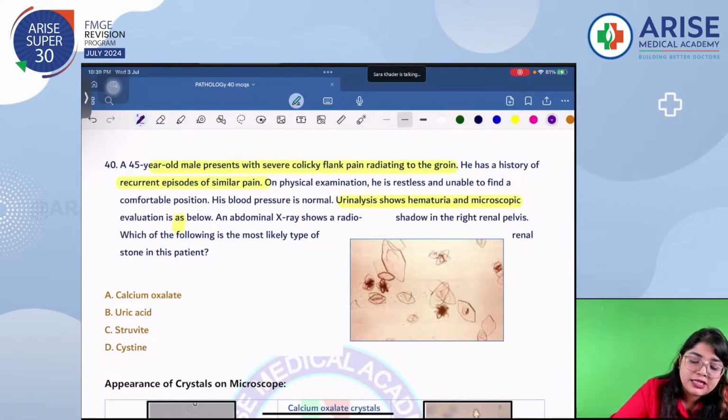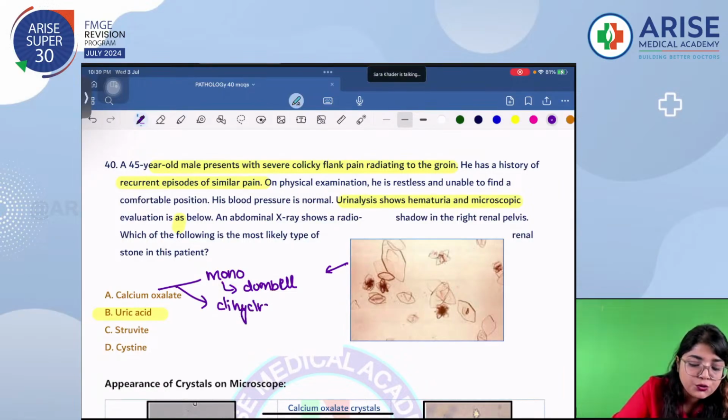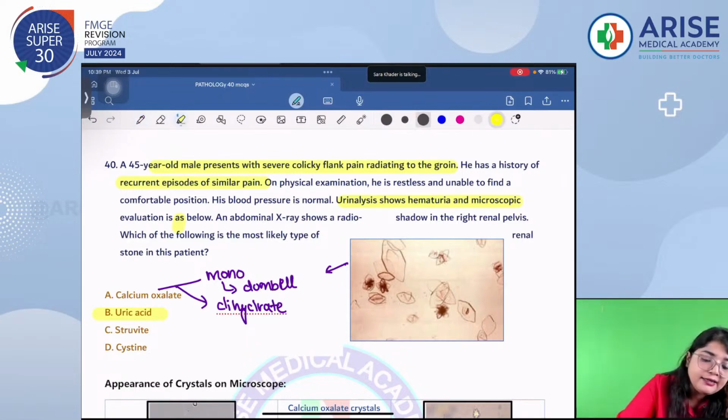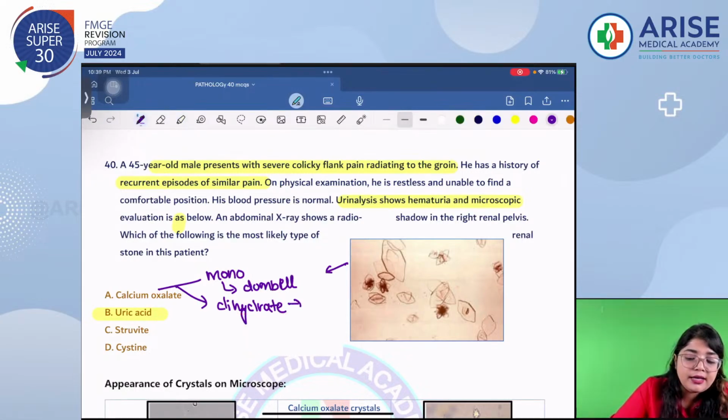So you can see different shapes, right? Different shapes. And this is most commonly uric acid. Yes, irregular shapes, different shape. So remember, calcium oxalate, you can divide it into calcium oxalate crystal, monohydrate or dihydrate. Monohydrate will show you a dumbbell appearance. Dumbbell. Okay, what about dihydrate crystals? Remember, dihydrate shows an envelope appearance. Okay, envelope appearance.